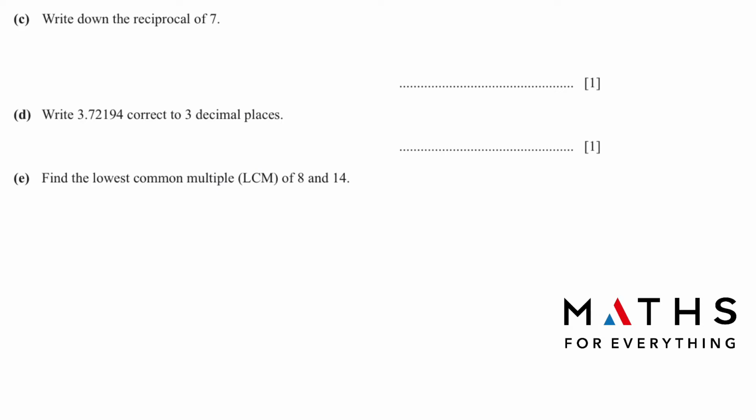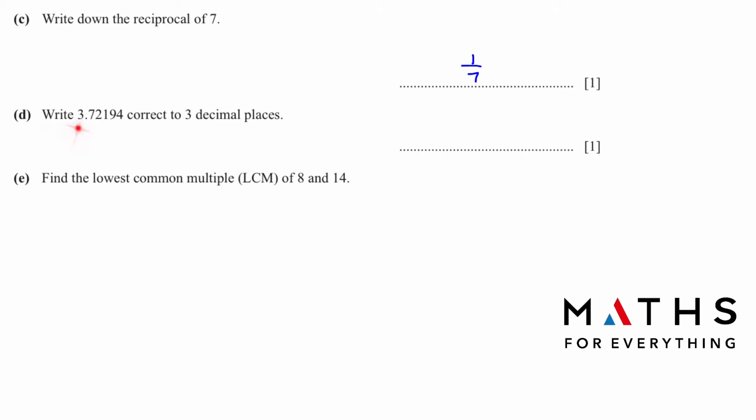Now moving on to the C part. Write down the reciprocal of 7. Reciprocal means we just write it upside down. So we have 7 over 1. We cannot see that 1, but there's always a 1 down. So the reciprocal is 1 over 7.